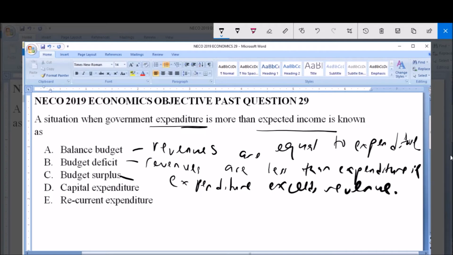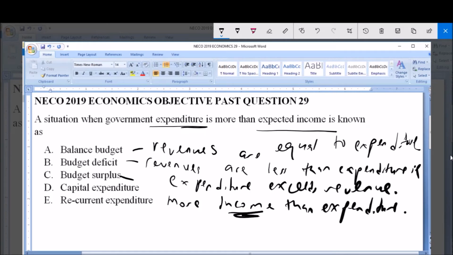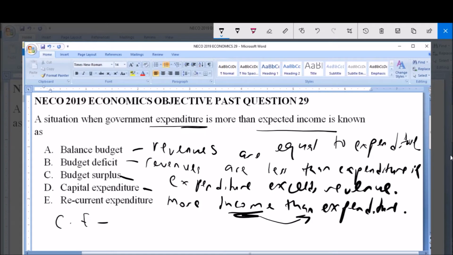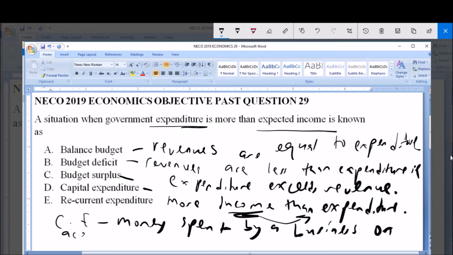Then for budget surplus, more income than expenditure. So the income or the revenue exceeds expenditure. Now for the concept of capital expenditure, money spent by a business. So capital expenditure refers to the money spent by a business or organization on acquisition of fixed assets.